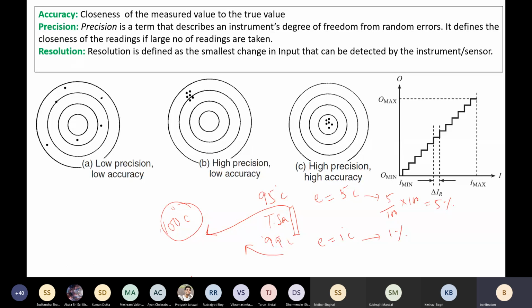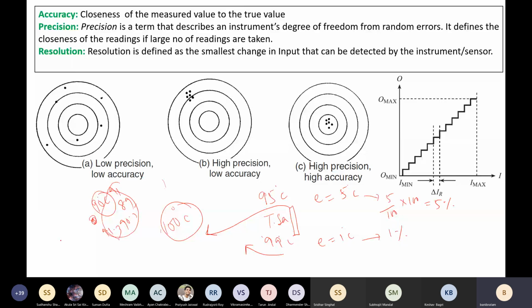Suppose you are measuring multiple times with a sensor. Here the example is shown. Suppose 100° is your actual value, and every time you measure, it comes around 90. So sometimes 91, sometimes 89, sometimes 90.5, sometimes 91.3. Likewise, multiple measurements are around this 90 degree centigrade.